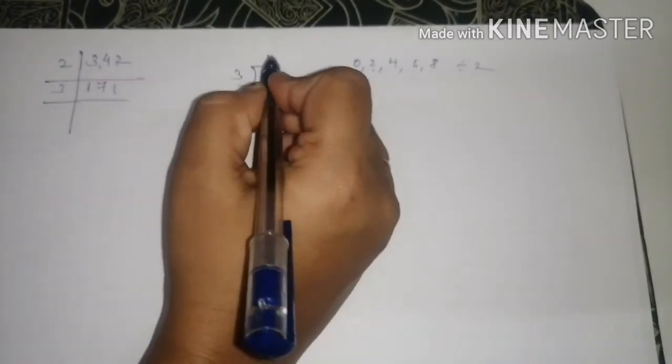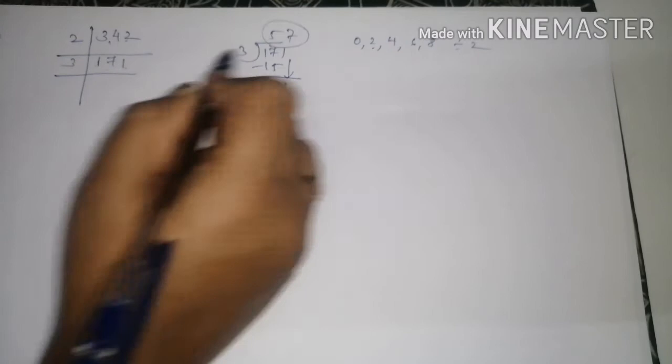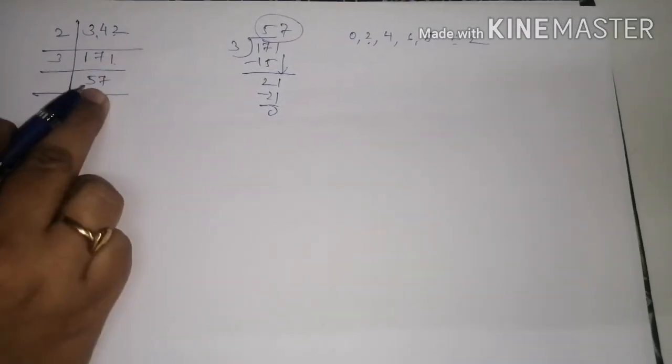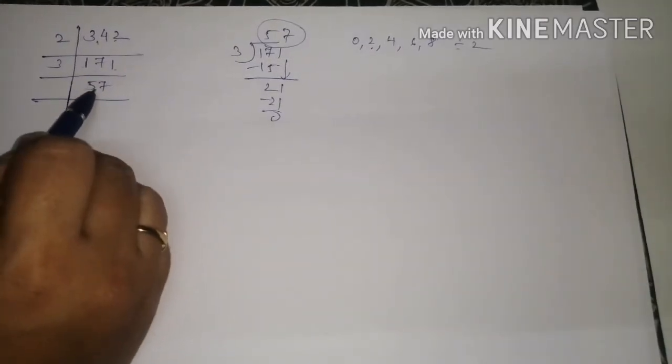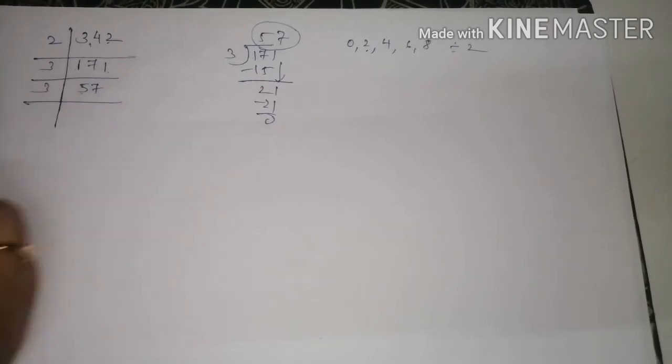3 5s are 15. 17 minus 15 is 2. Take this 1 down. 3 sevens are 21. So after dividing you got 57. Now again the units place 7 is there in 57, so it will not get divided by 2. For 3, add the digits. 5 plus 7 is 12. So 12 comes in the table of 3. So it will get divided by 3.